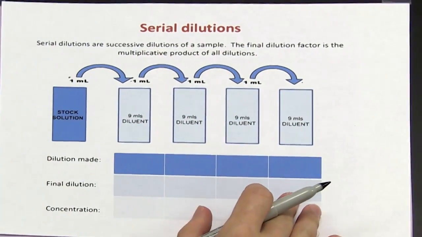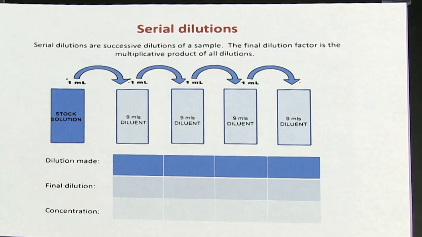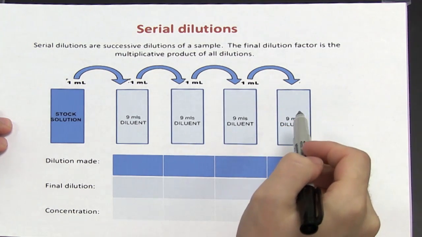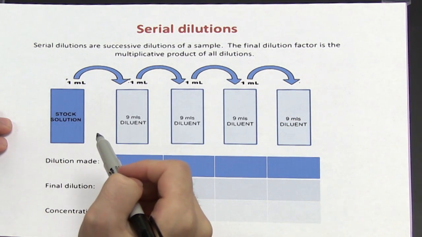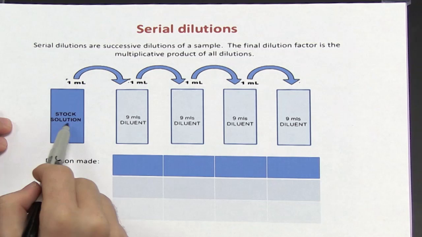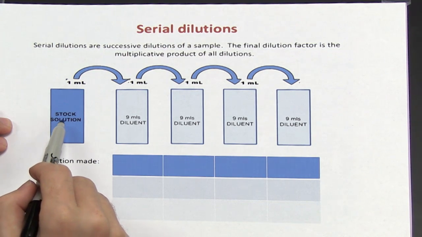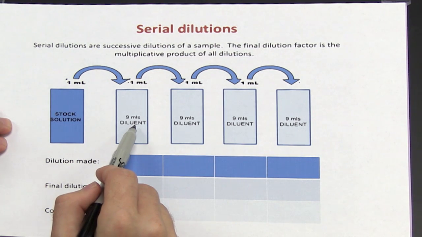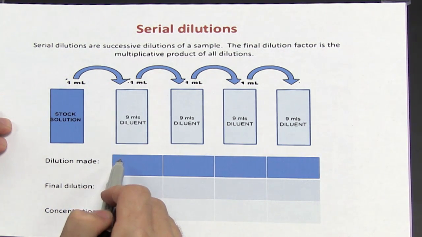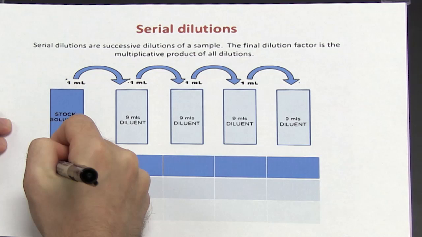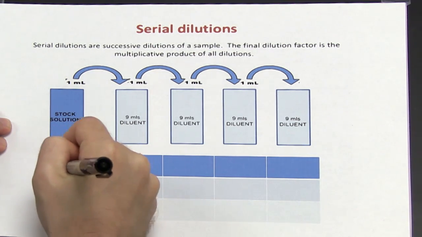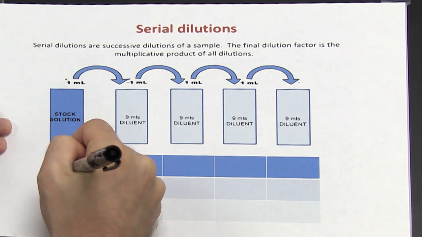Another type of dilution that we can perform in the lab is one that is known as a serial dilution. In serial dilutions, you make subsequent dilutions of a stock solution. So for example, imagine I have a stock solution and I take out 1 ml and I add it to 9 ml of diluent. So the dilution that's made, we use our formula again, which is the volume of stock divided by the total volume.